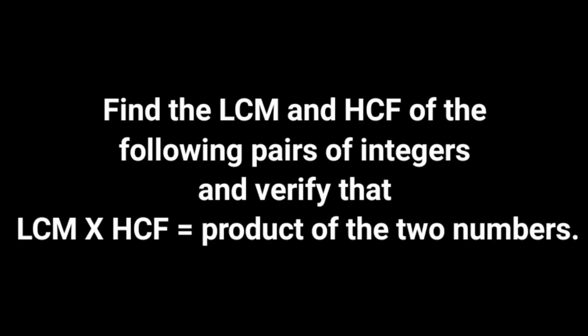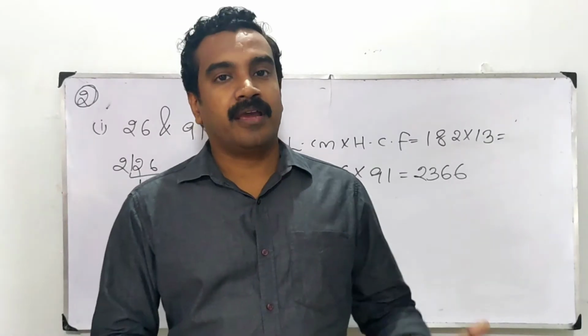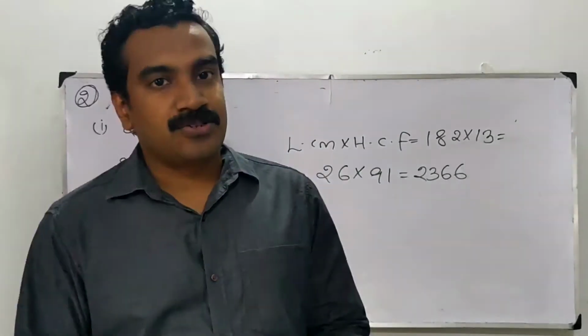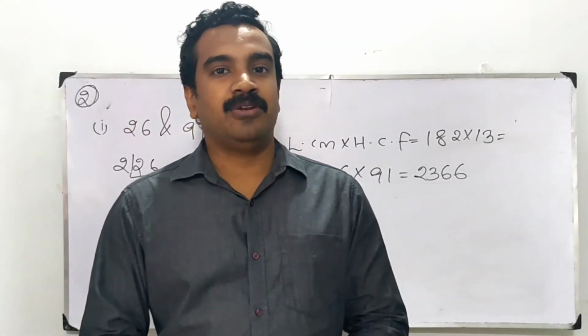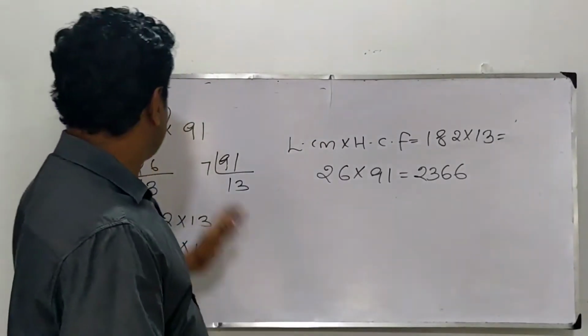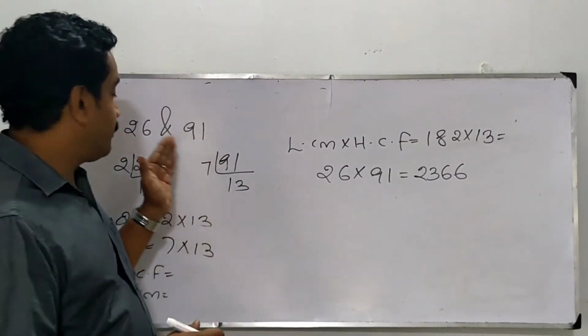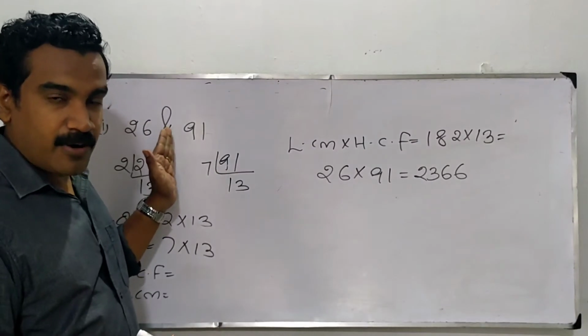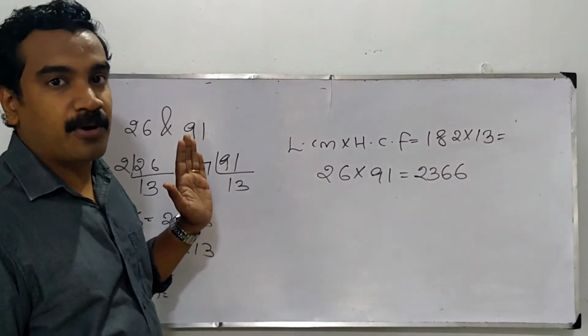Find the LCM and HCF of the following pairs of integers and verify that LCM into HCF equals the product of two numbers. Okay. What is the second question? The second question is we want to verify whether LCM into HCF of two numbers is equal to the product of the two numbers. The first question is 26 and 91. So we want to express 26 as the product of primes and 91 also as the product of primes.